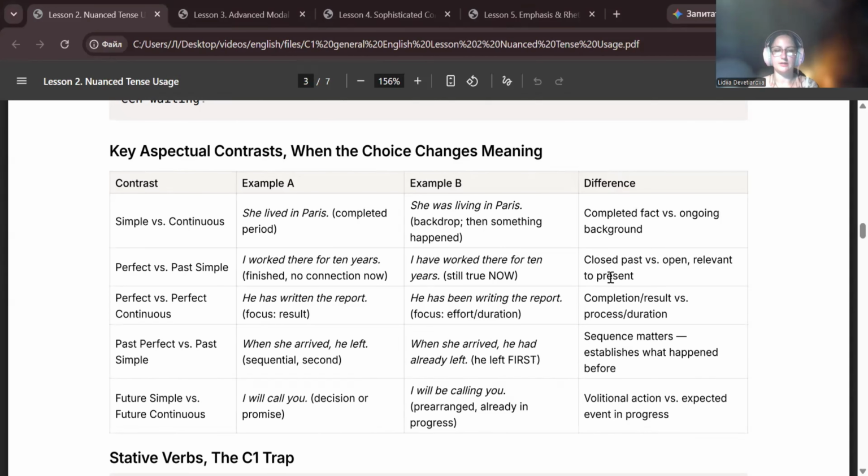When she arrived, he had already left. He left first. So, when she arrived, he left: first she arrived, then he left. When she arrived, he had already left: first he left, then she arrived.